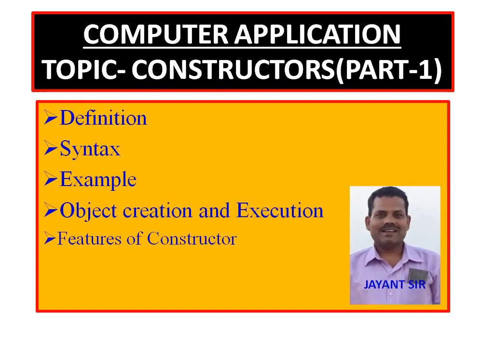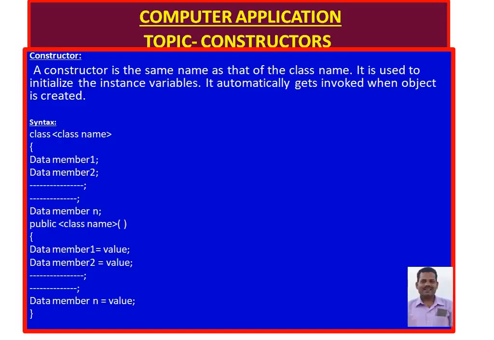Then let's learn the definition of a constructor. What is a constructor? A constructor has the same name as the class name. It is used to initialize the instance variables. It automatically gets invoked when an object is created. Here try to understand that if our class name is SBCS, the constructor name will also be the same, meaning it will also be SBCS.